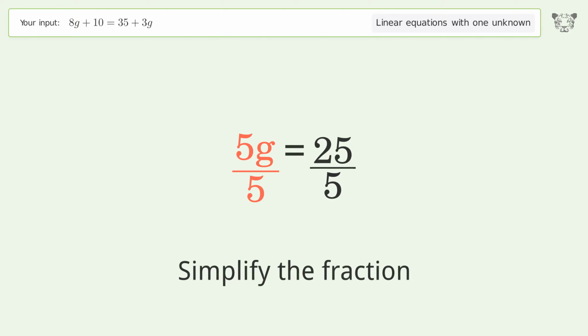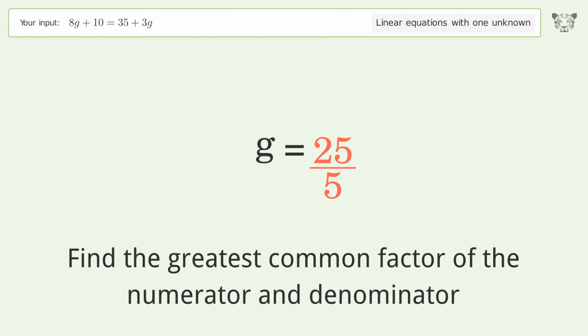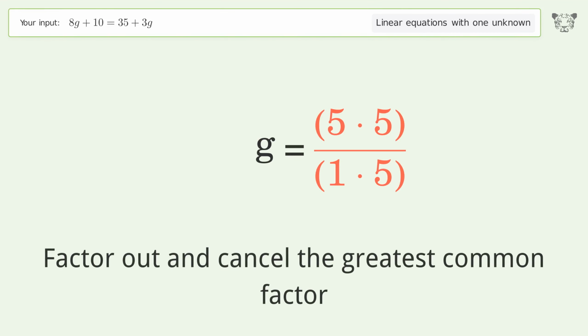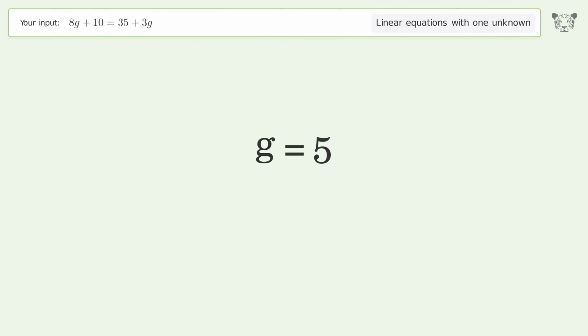Simplify the fraction. Find the greatest common factor of the numerator and denominator. Factor out and cancel the greatest common factor. And so the final result is g equals 5.